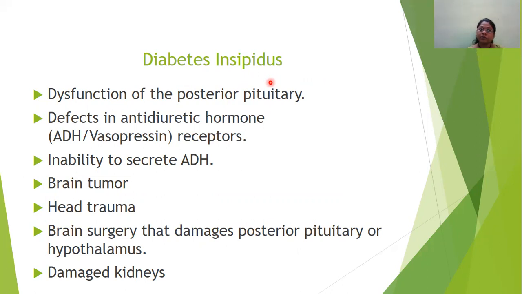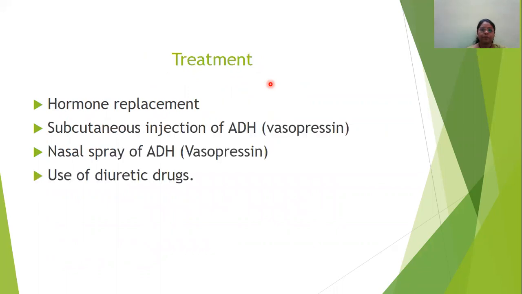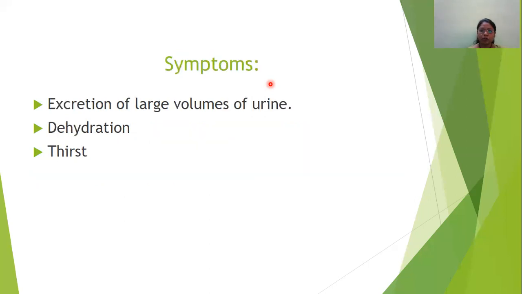So the answer of this question is vasopressin, and due to impairment of the vasopressin, the disease that is caused is diabetes insipidus. So the symptoms of diabetes insipidus are excretion of large volumes of urine, dehydration, and thirst. Now, what treatment can be given to the patients of diabetes insipidus? Because of impairment of the vasopressin secretion or the antidiuretic hormone secretion, there is no return back of the water to the blood. So excretion of large volumes of urine takes place, because of which dehydration takes place, and because of which thirst is its symptom.